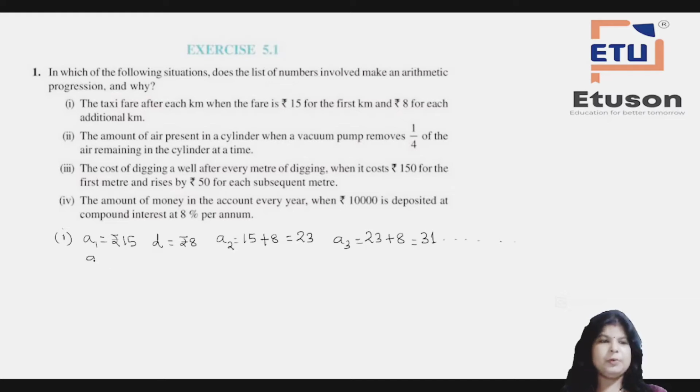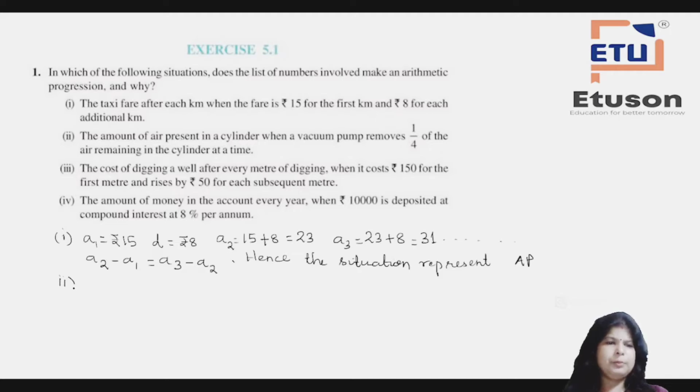If you want to prove it again, you can just find out that A2 minus A1 is equal to A3 minus A2. Correct or not? Hence the situation represents an AP. Correct? Now, part 2.